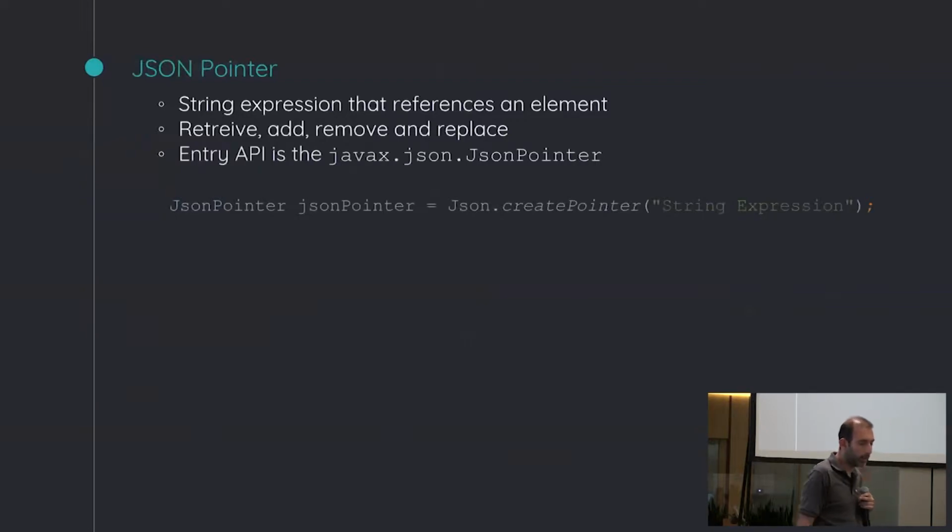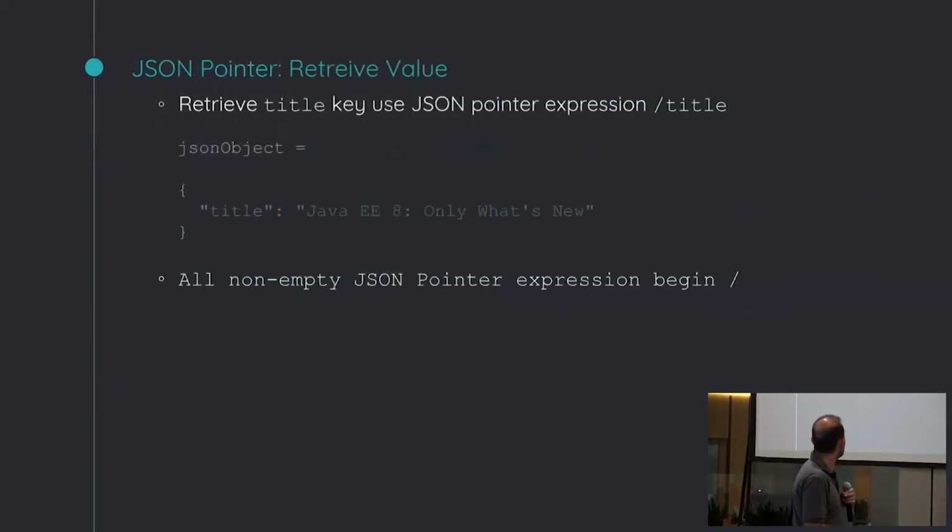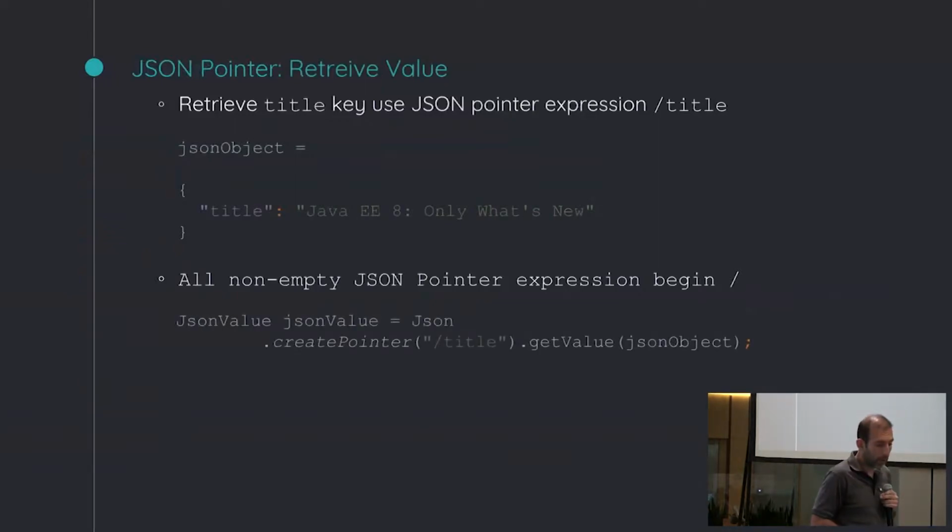The entry API is the JSON pointer interface, which you can instantiate by calling the static factory method createPointer, again from the JSON class. Given a simple JSON document consisting of a title, if you want to retrieve the value of the title key, the expression you create will be /title. All non-empty JSON pointer expressions must begin with a slash followed by the path of the key. This code snippet creates a JSON pointer and references the title element. Then it calls the getValue method, which is passed the JSON object to query. The result will be a JSON value that represents the value of the title element.